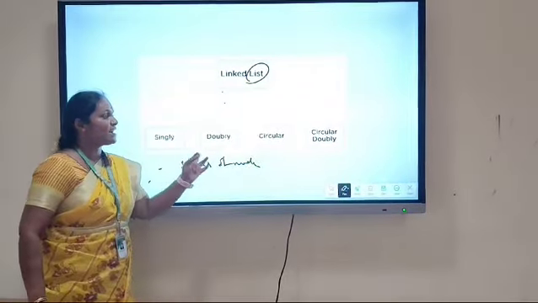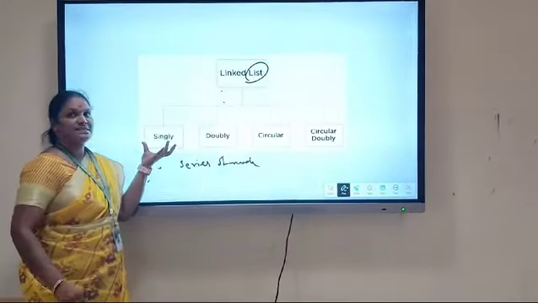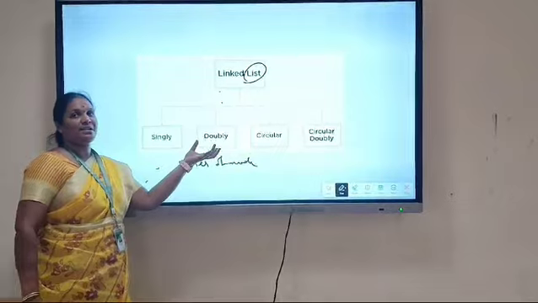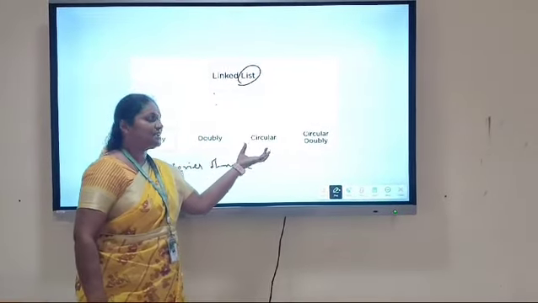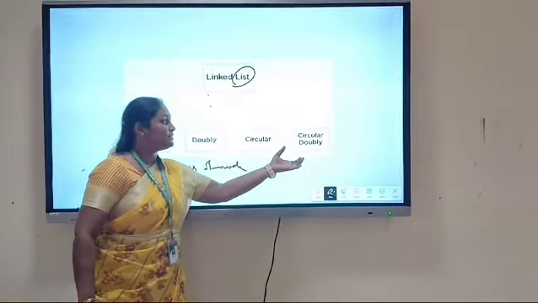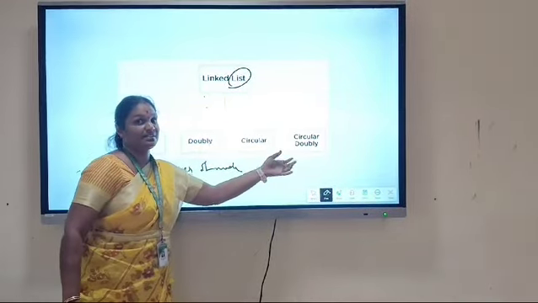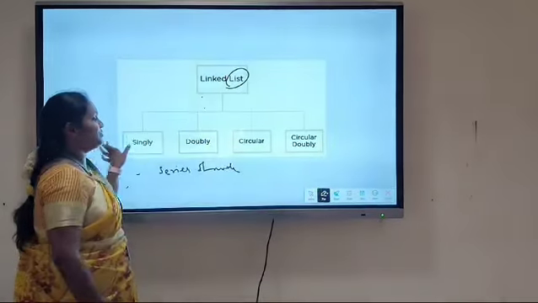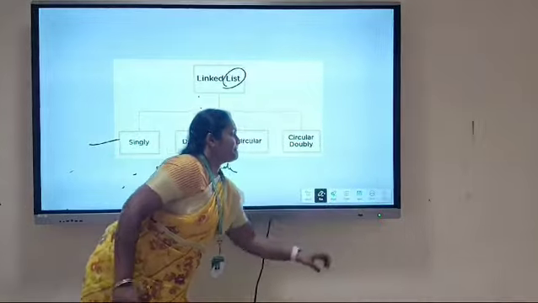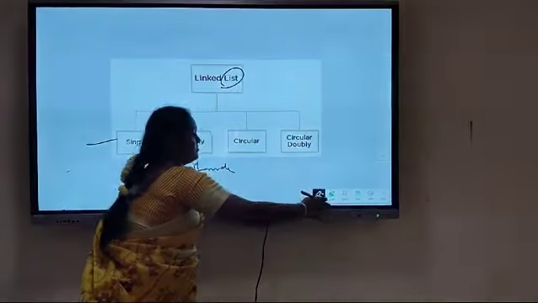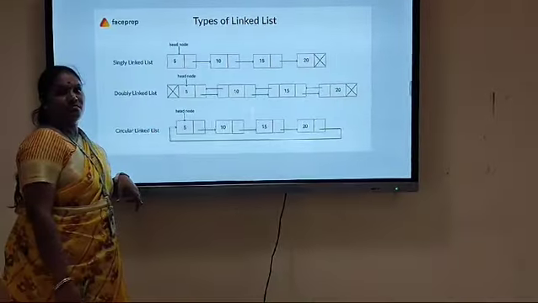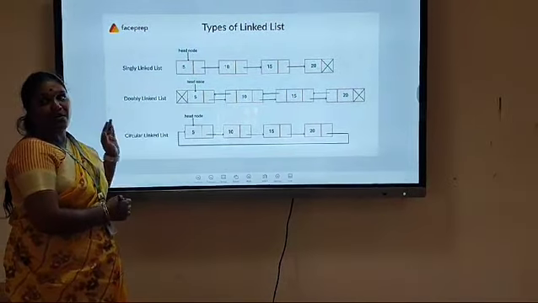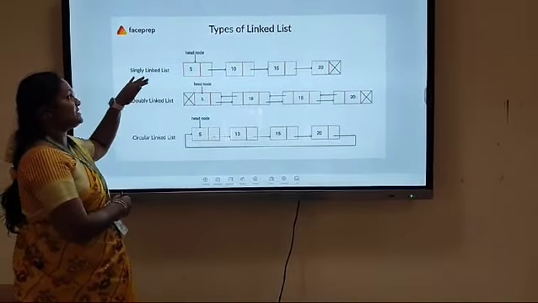The linked list is divided into four types. The first is singly linked list, the second is doubly linked list, the third is circular linked list, and the fourth is circular doubly linked list. Now we are going to see them briefly. This is a type of linked list. Now we are going to see singly linked list.